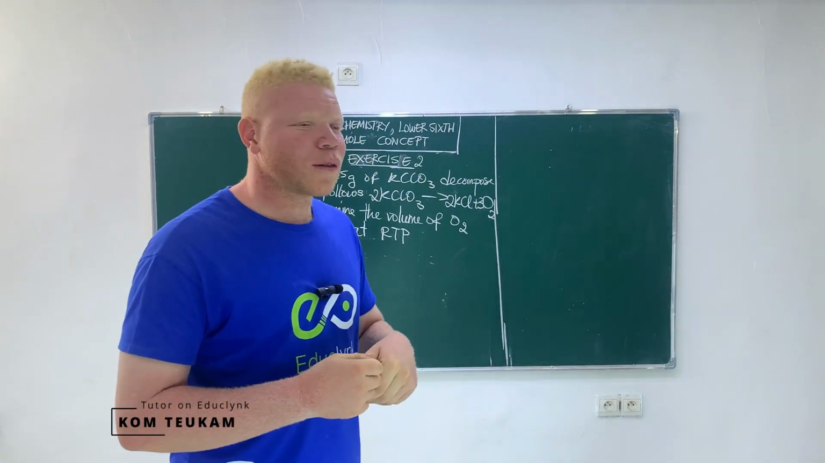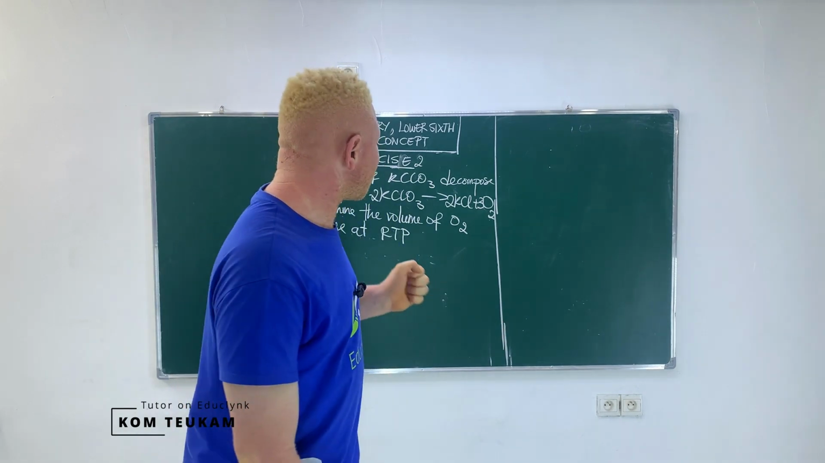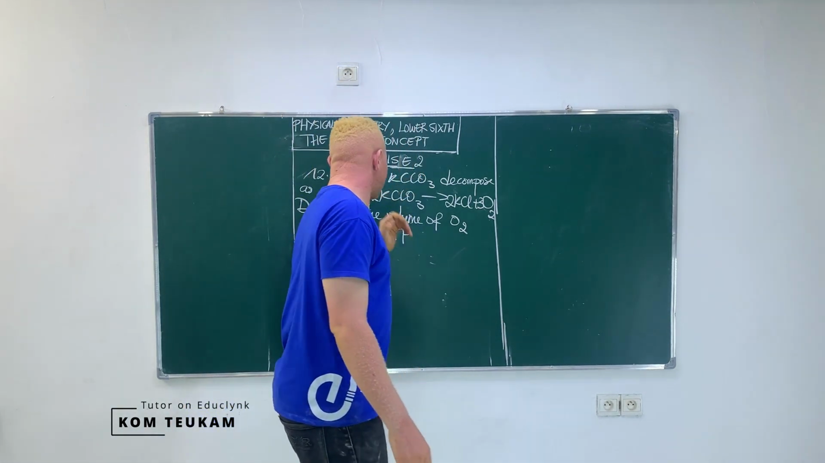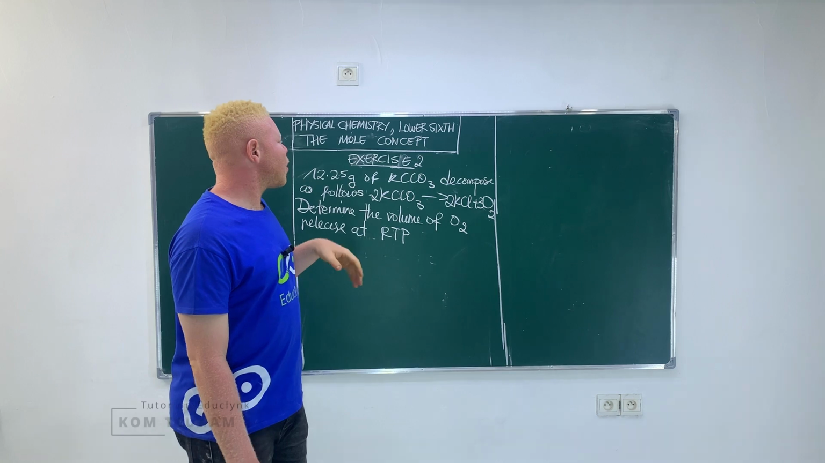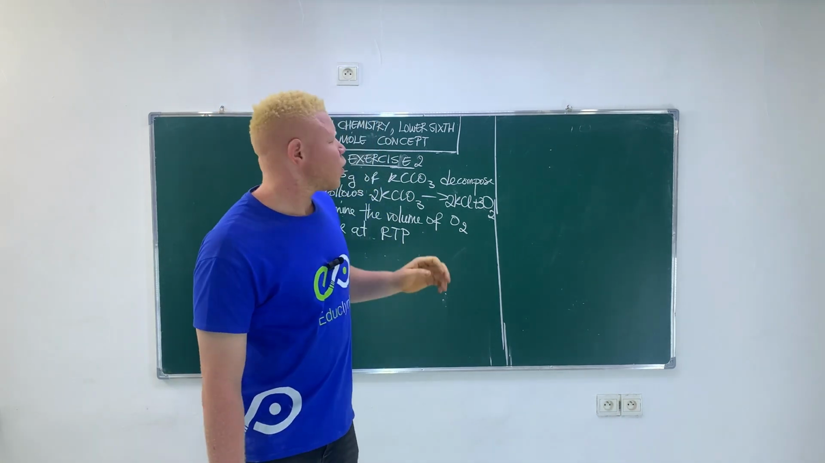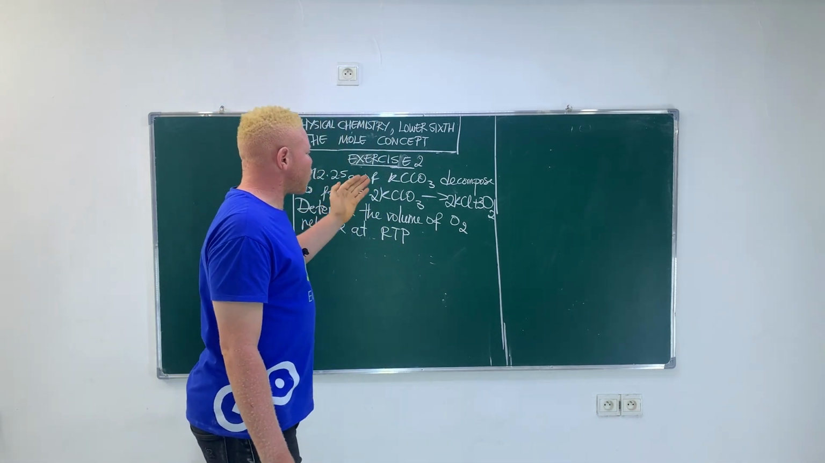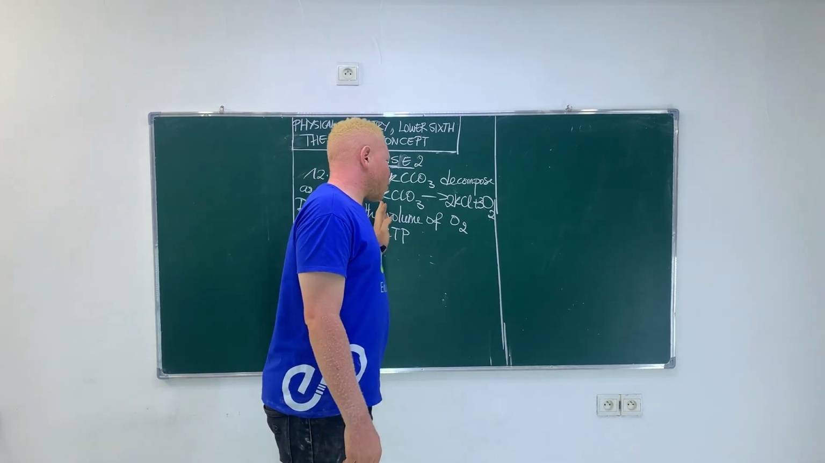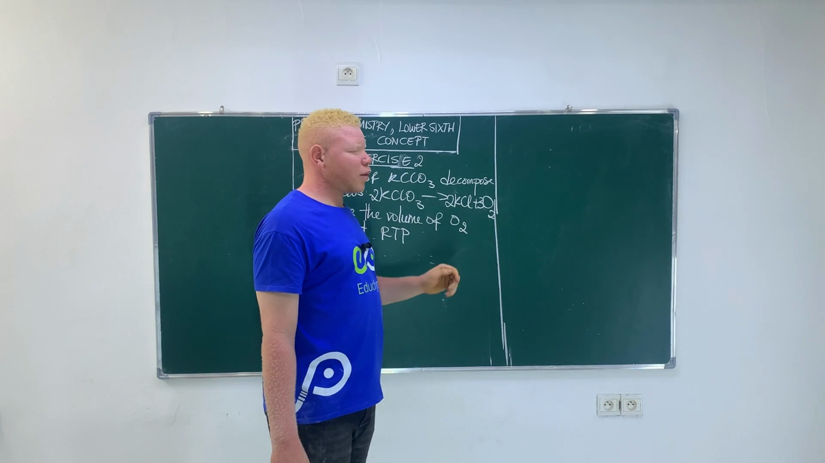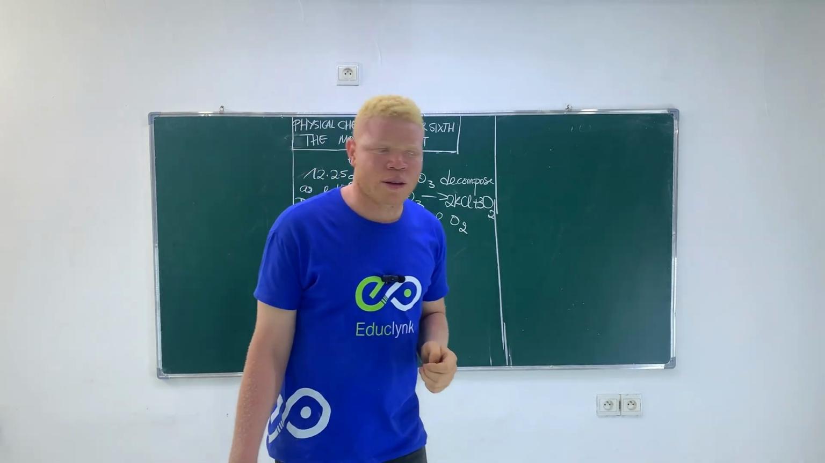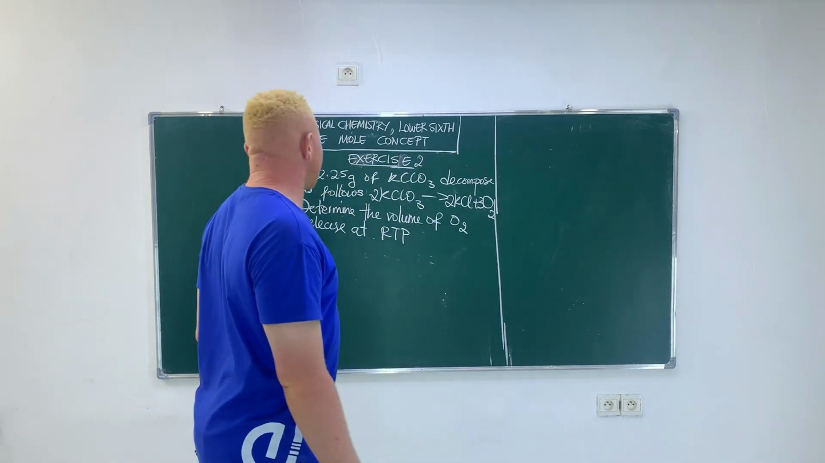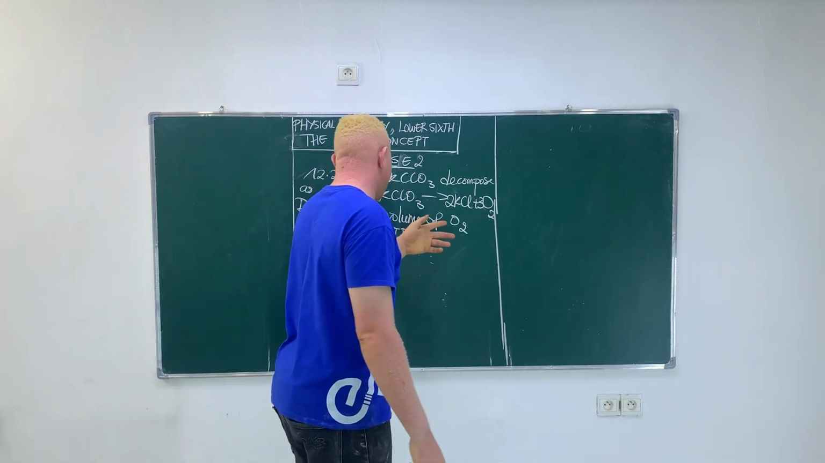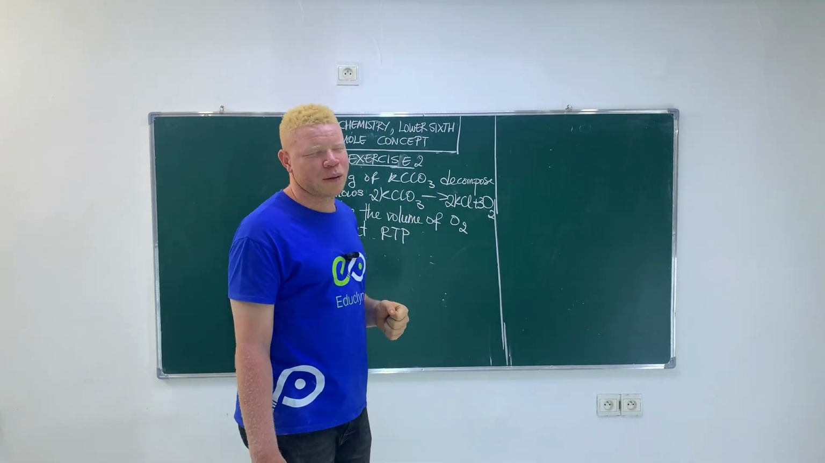So today we're going to continue with exercise 2. Exercise 2 goes thus: 12.25 grams of potassium chlorate decomposes as follows. Potassium chlorate gives potassium chloride plus 3 oxygen. In this question they're asking us to determine the volume of oxygen released at RTP.